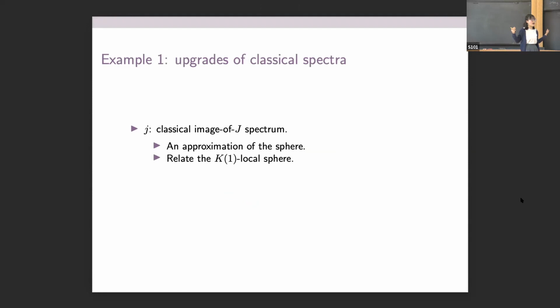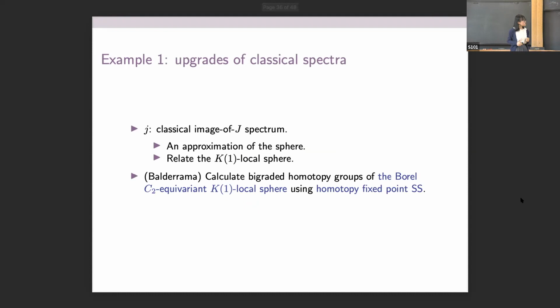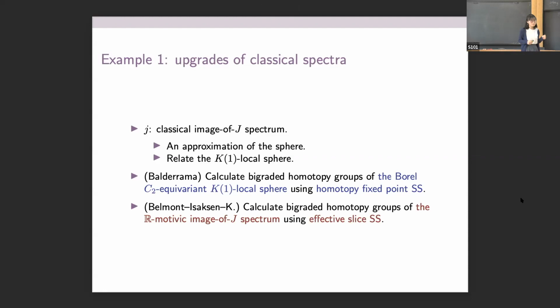The example is J, the notation for the classical image of J spectrum. This is an important object in the classical stable homotopy theory. It's an approximation to the sphere, and it relates to the K1 local sphere, which is also an important example in the chromatic theory. The C2 equivariant analog of that is calculated in work of William Balderrama, and he used this homotopy fixed point spectral sequence. And the R motivic version is done in work with Belmont and Isaksen. We use effective slice spectral sequences.